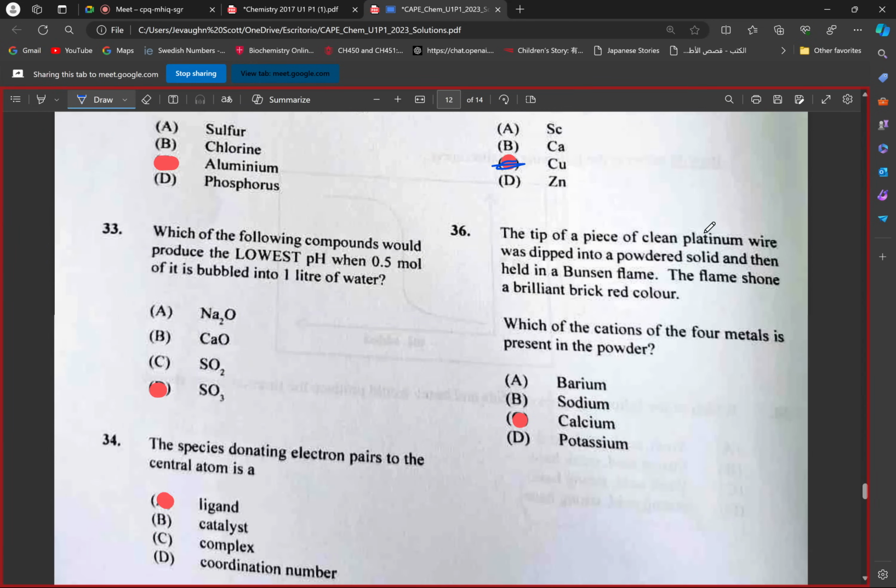A piece of clean platinum wire is dipped into a powdered solid and then burned in a Bunsen flame. It will give a flame showing a brilliant brick red color. This would be calcium. Barium will be green. Sodium will be yellowish orange. Potassium will be lilac.